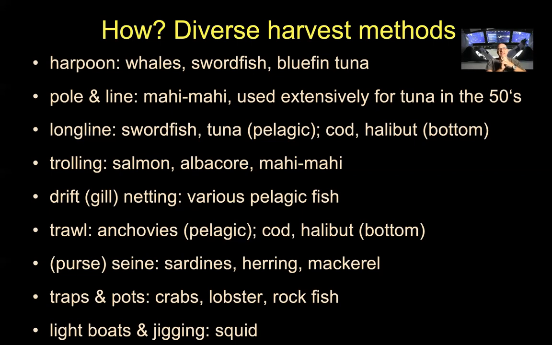Drift or gill netting is an extremely non-specific harvest method. So a huge amount of bycatch as well with this. The idea there is a net is set. And in modern technology, in modern approaches, it's usually set and let go. So there'll be some kind of satellite beeper or some kind of tracker on it. Ship sets it off. It's a float, it's a walled net. And a net has all these squares.